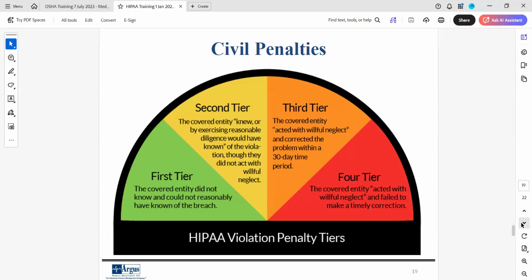But there's actual penalties. So here are the different HIPAA violation penalty tiers. And I'll go ahead and take a screenshot. I'm not going to read every one of these, but this can get very serious and very costly. Not to mention, we have to always keep in mind the patient's privacy.